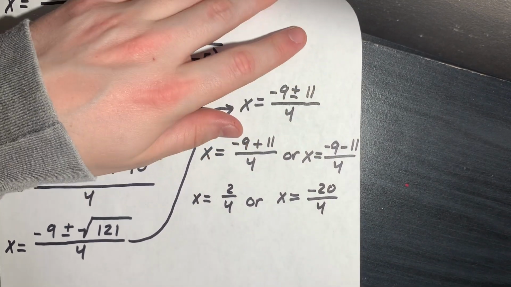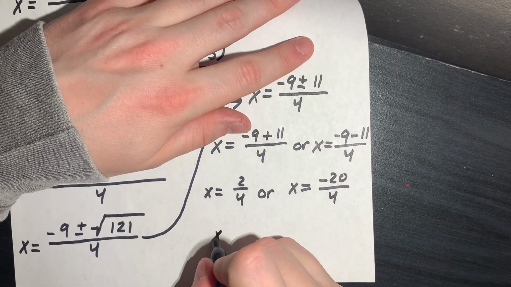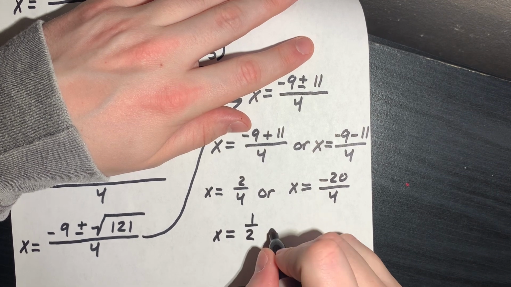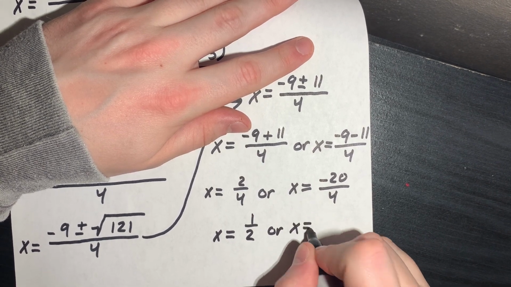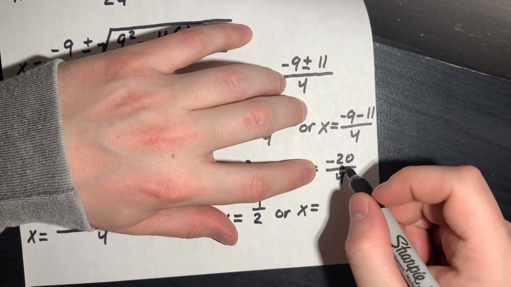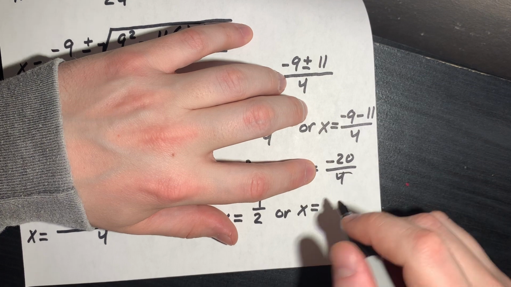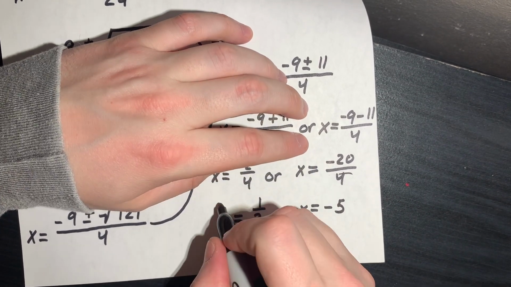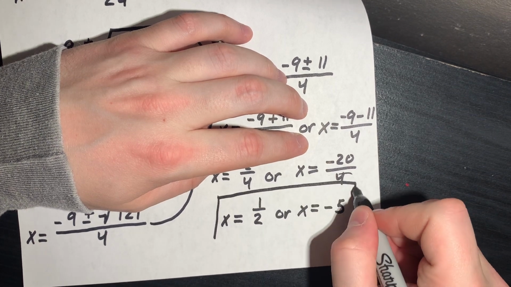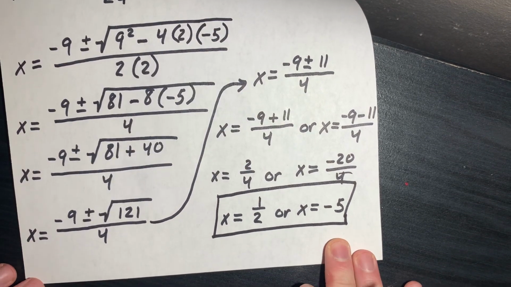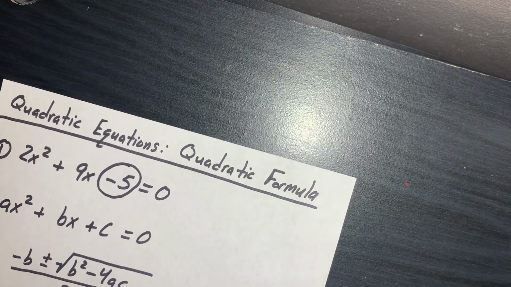So now we need to simplify our fractions. Well, we got x equals 2 over 4, which will reduce to 1/2, or x equals, and remember, the fraction bar also represents division. So here we've got negative 20 divided by 4, which will give us negative 5. So that is our solution. We have x equals 1/2, or x equals negative 5. And that's that one. Let's go through one more, and I think you guys should be okay.